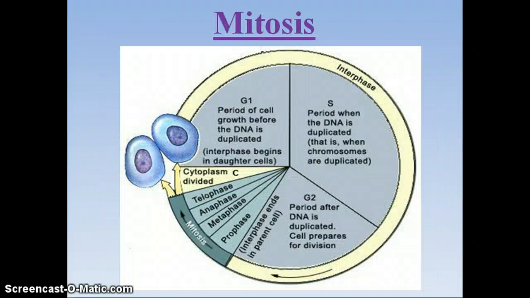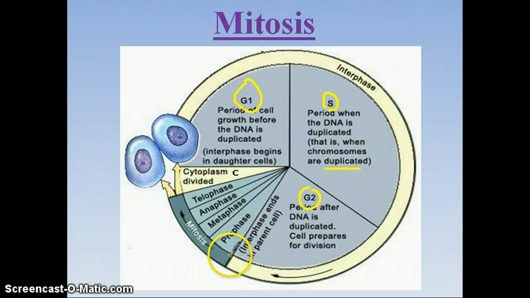The next slide shows us the cell cycle. In this particular one, we're talking about mitosis. There are 2 parts to the cell cycle. We have interphase. Interphase consists of G1, which stands for growth, the first growth. S, where S stands for synthesis, where DNA is duplicated. That's where the replication occurs. And we have G2, which is another growth period.